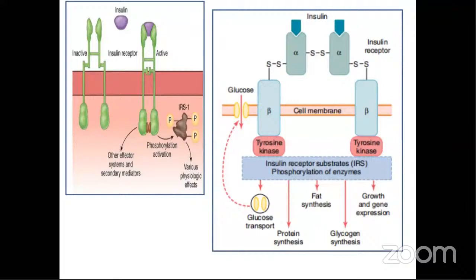Understood? So I've told you this insulin receptor has an alpha subunit and a beta subunit. When insulin binds with the insulin receptor, the beta subunit will develop tyrosine kinase like activity, and that will cause phosphorylation of various substrates, and it will bring about various physiological effects. This diagram is extremely important for you. This is very, very important for you.